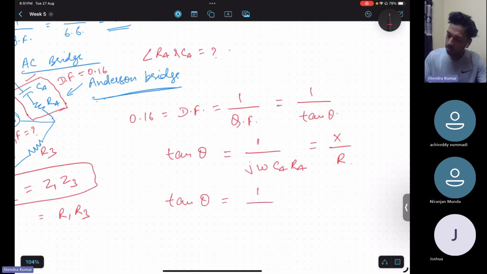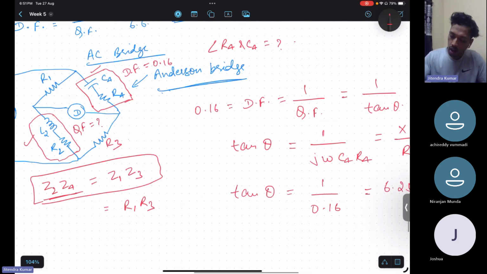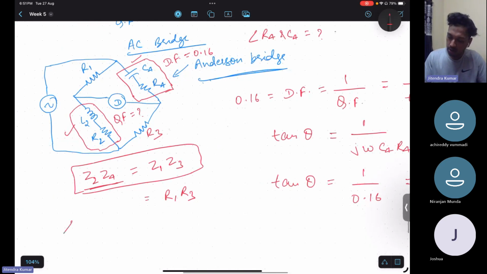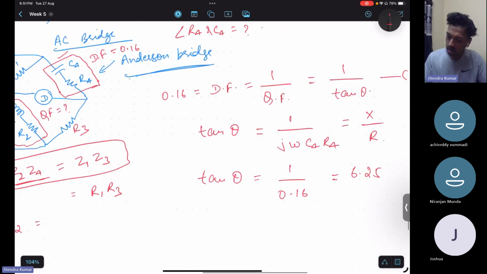Tan theta is nothing but 1 by 0.16, right? From this expression, it is nothing but 1 divided by 0.16, which is 6.25. So we know the angle of this. The angle of Z4 is theta equal to tan inverse of 6.25.